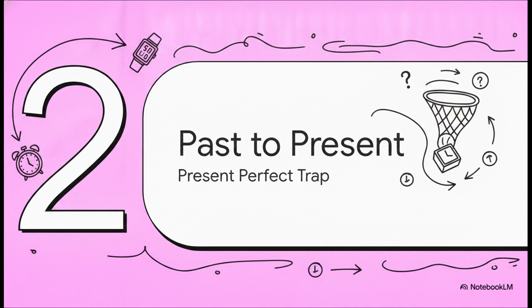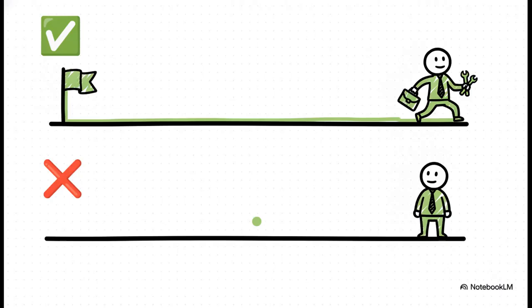Moving right along to Section 2, connecting past to present. Unpacking the present perfect trap. L1 interference strikes again here, tricking us into using the present tense for duration. She works here since 2019 makes perfect sense in a lot of native languages, but in English, you absolutely must use the present perfect. She has worked here since 2019.